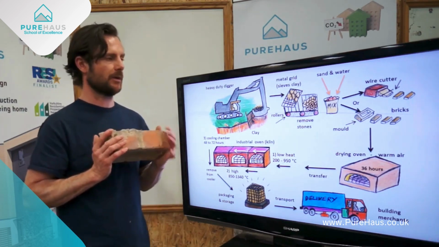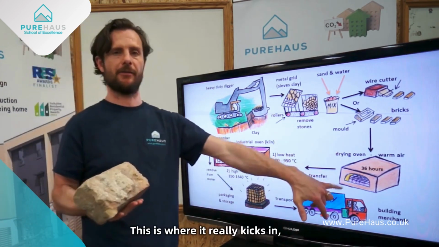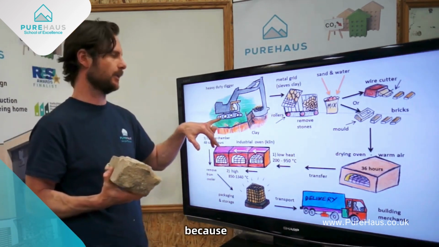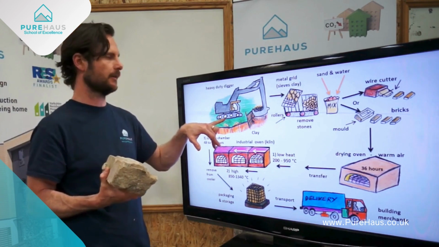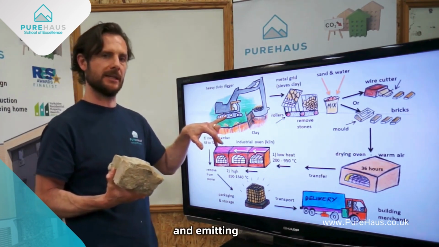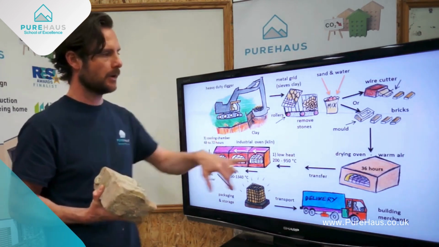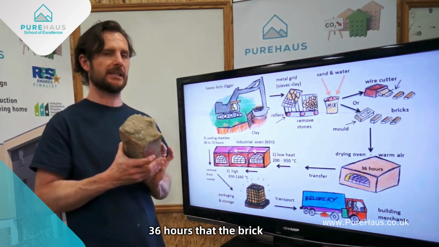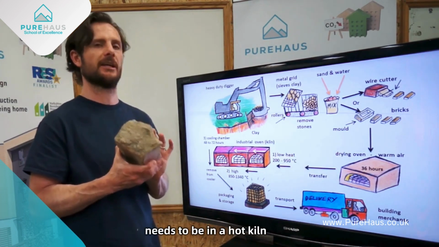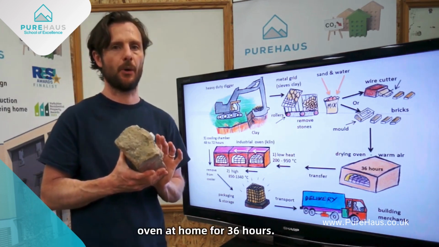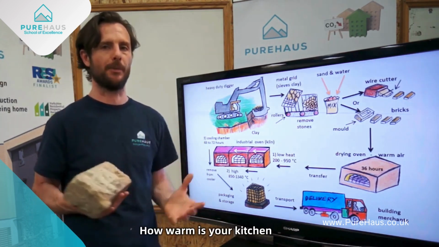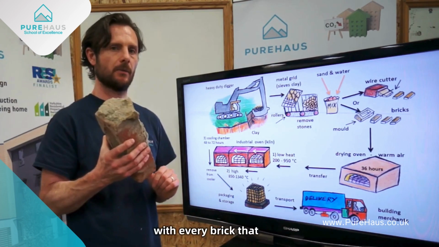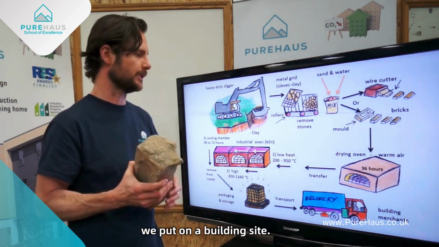Once it's cut to shape, it goes into a drying oven. This is where it really kicks in. So we've been using fossil fuels at the beginning here because the machinery in the quarry has been operating and emitting carbon dioxide from it. And now we're into heating up this brick. So this particular example suggests 36 hours that the brick needs to be in a hot kiln. Imagine running your oven at home for 36 hours. How warm is your kitchen going to get if it was just baking away? And we're doing that with every brick that we put on a building site.